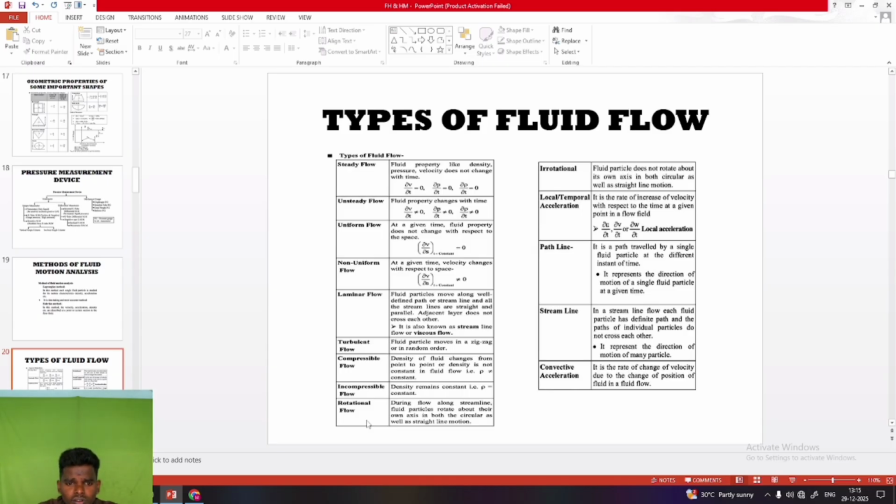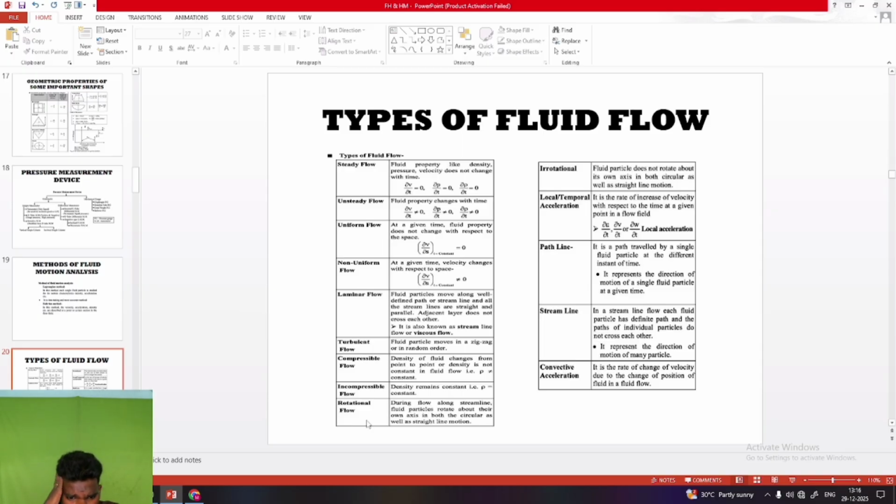Types of fluid flow: for a steady flow, fluid properties like density, pressure, and velocity do not change with time. For an unsteady flow, fluid properties change with time. For a uniform flow, at a given time, the fluid property does not change with respect to space. Non-uniform flow, at a given time, velocity changes with respect to space. For laminar flow, fluid particles move along a well-defined path or streamline; all the streamlines are straight and parallel. Adjacent layers do not cross each other. It is also known as streamline flow or viscous flow.